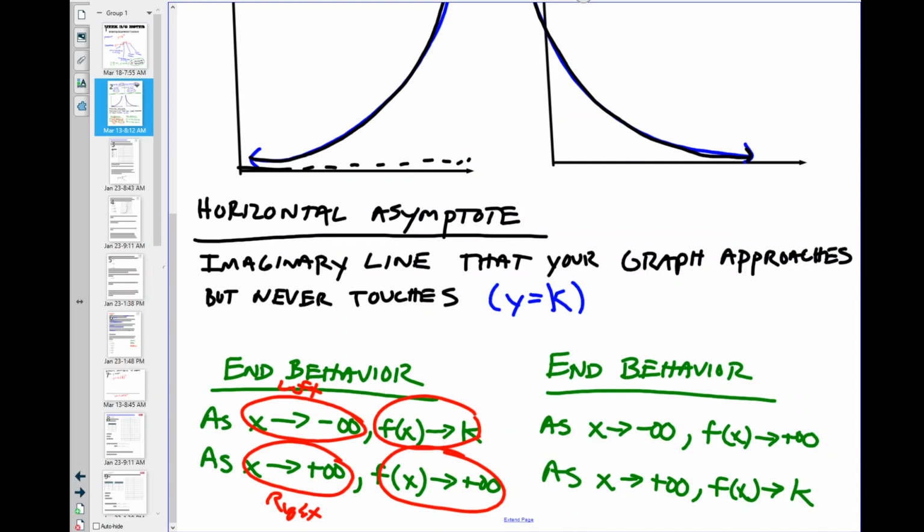On a decay, what is the left arrow doing? It is going up to positive infinity. This is assuming that no transformation has occurred. And then what is the right arrow doing, Caitlin? Going down to where?